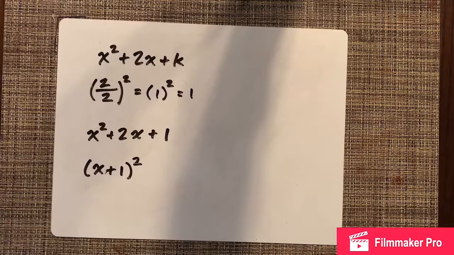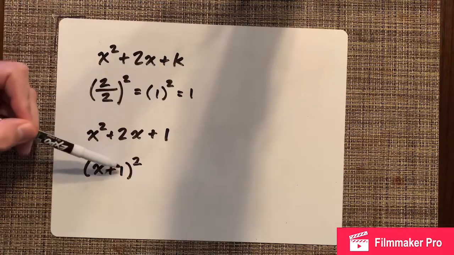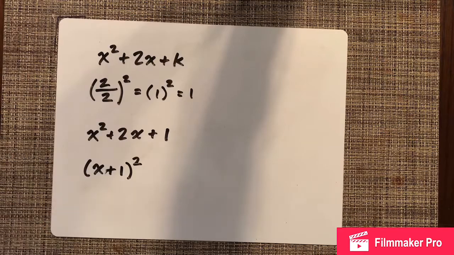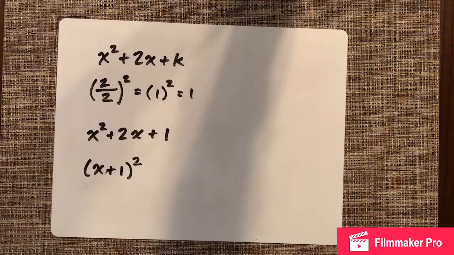Now, if we want to write it as a perfect square, again, you take this number here, and that's the one that goes after the x in the parentheses to make your perfect square. And for monic quadratics like this, it really is that easy. So let's do another one.